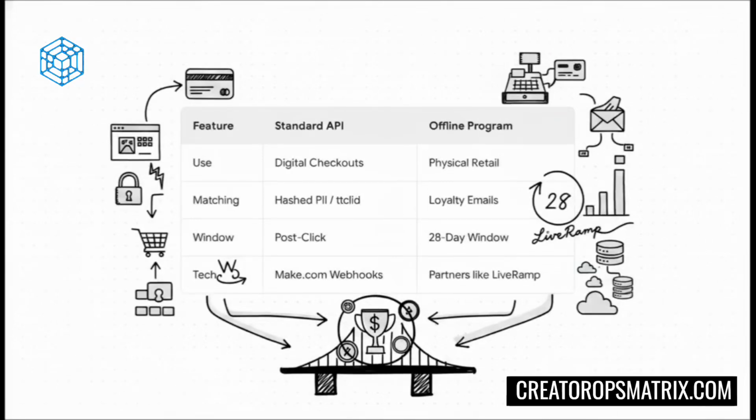When you compare standard API tracking to the offline tracking program, the entire intelligence gathering changes. Standard API uses the ttclid for digital carts, but offline tracking uses infrastructure partners like LiveRamp to map hashed loyalty emails directly from physical cash registers against historical ad impressions. And crucially, it utilizes a massive 28-day look-back window. It is the ultimate bridge for proving true omnichannel return on ad spend.